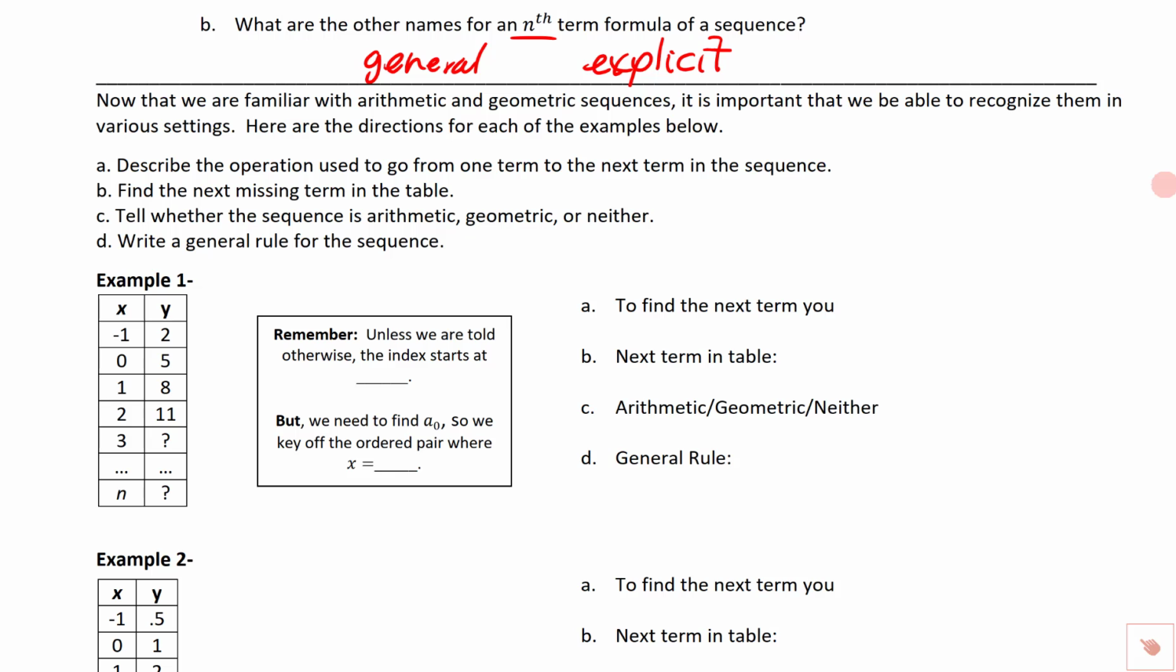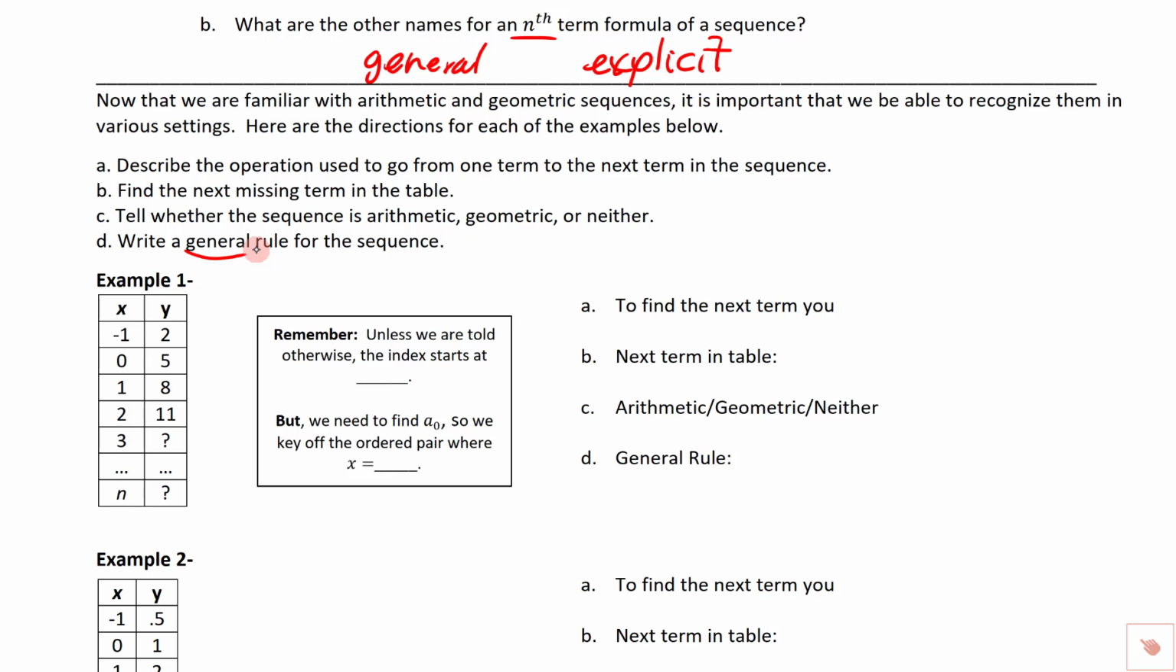So here's what we want to do. It says, describe the operation used to go from one term to the next term in the sequence. Find the next missing term in the table. Tell whether the sequence is arithmetic, geometric, or neither. And then write a general rule for the sequence. So again, general, we're just talking nth term. If you want to call it explicit, that would be totally okay.